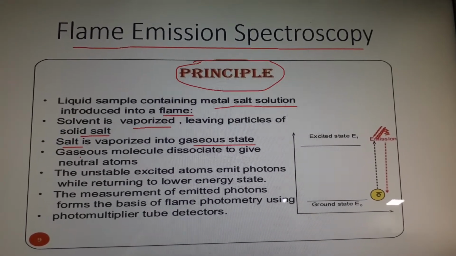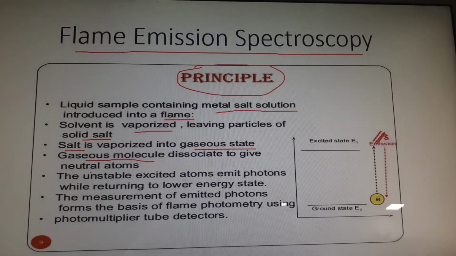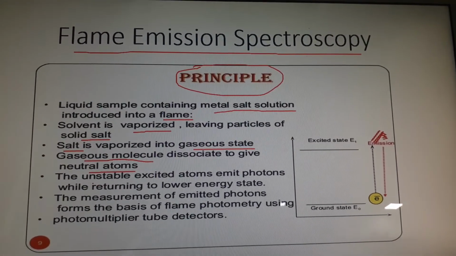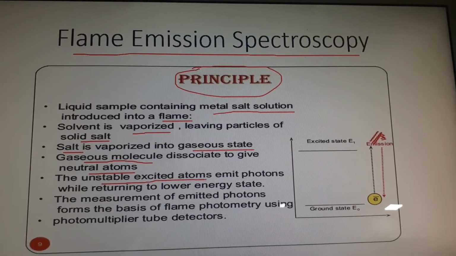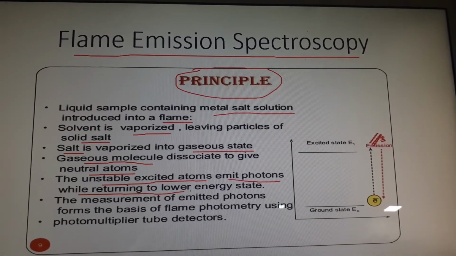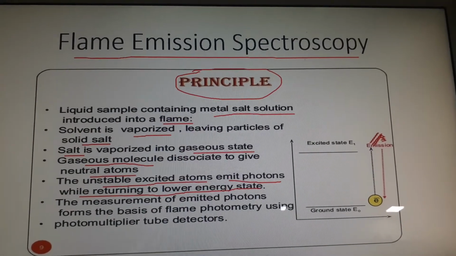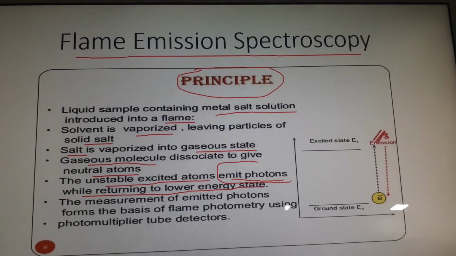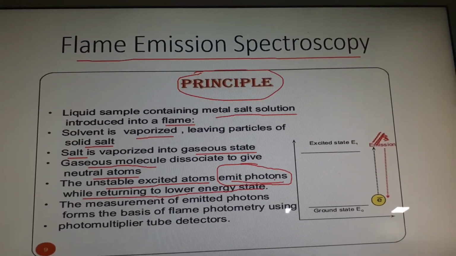When it gets converted to the gaseous state, the next step is that the gaseous molecules dissociate to give neutral atoms. So what we get is neutral atoms. Further, the unstable excited atoms emit photons while returning to a lower energy state. So when these excited atoms come to the ground state or the lower state, they emit light, that is, they emit photons of a particular wavelength.